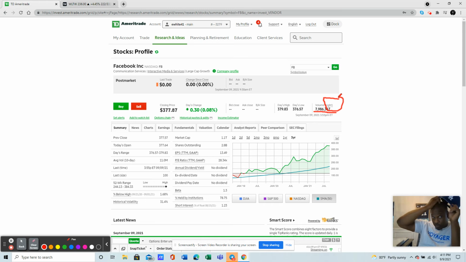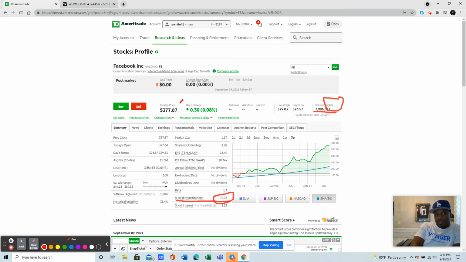This is a big boy. This is the whale. Look at this: institutions holding 78.5%. This means that whatever institutions are holding this have faith that this is a long-term hold. Okay, that means it's going to be in retirement accounts. They know all that, right? So these are things that you look for.